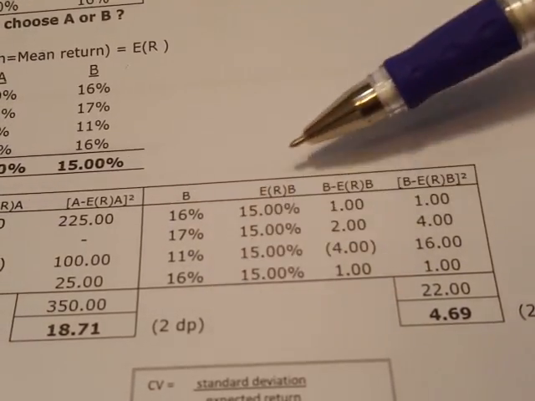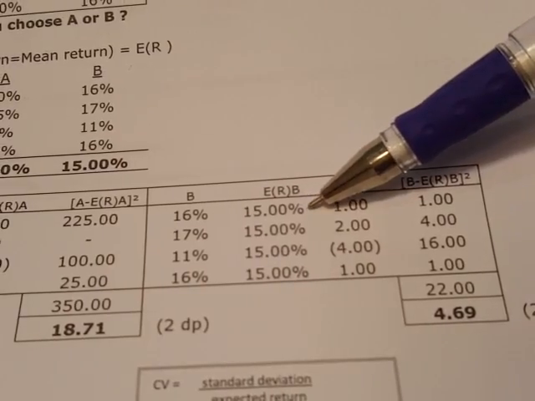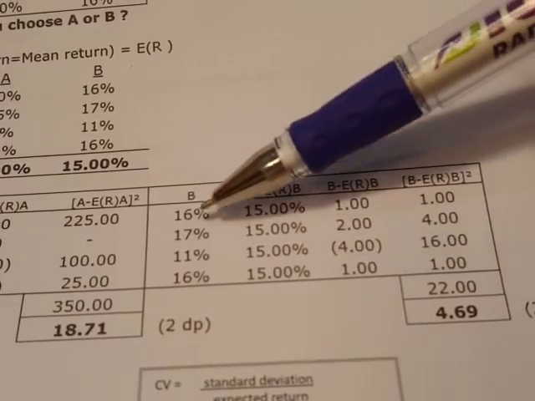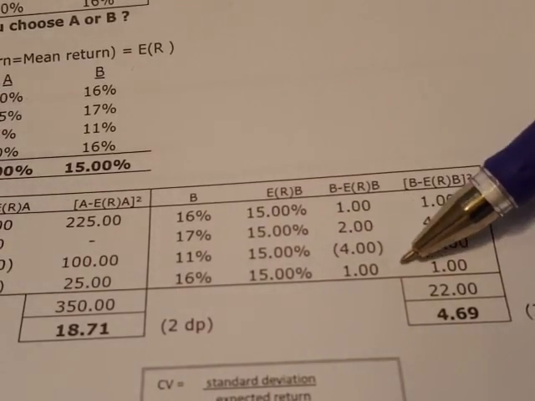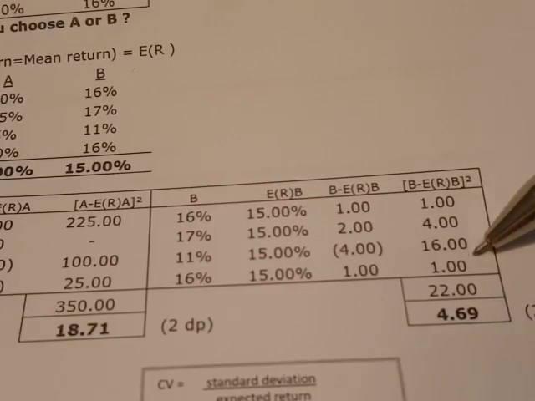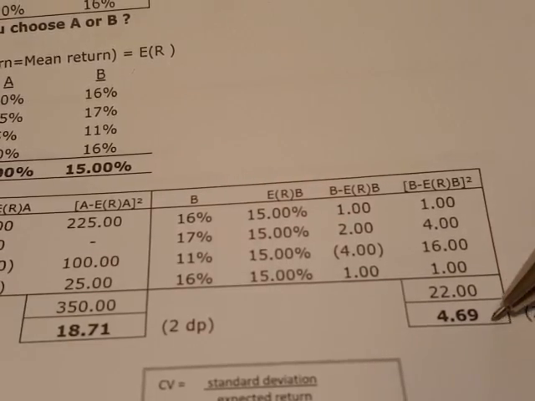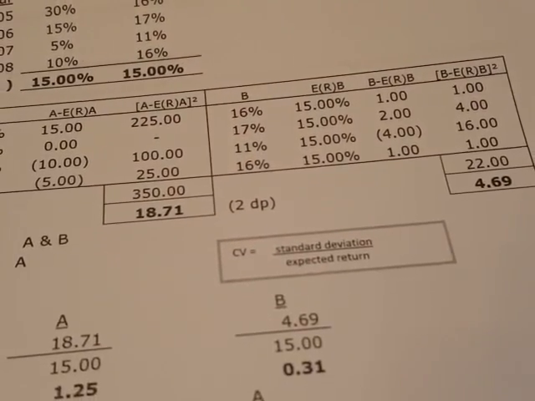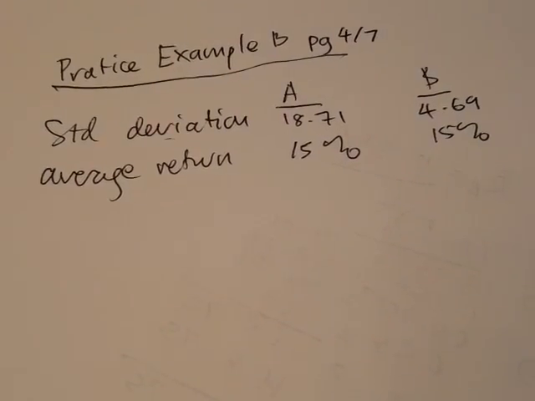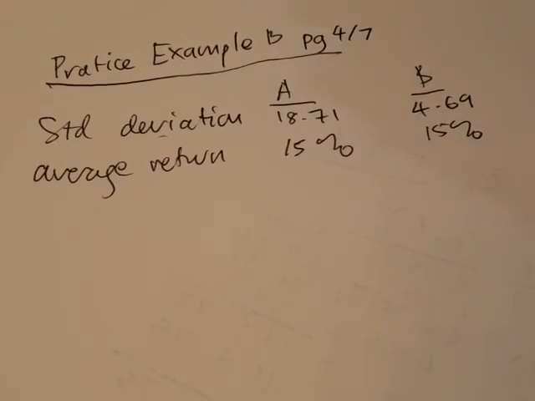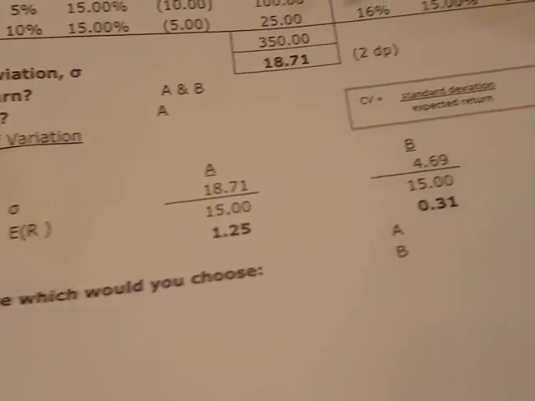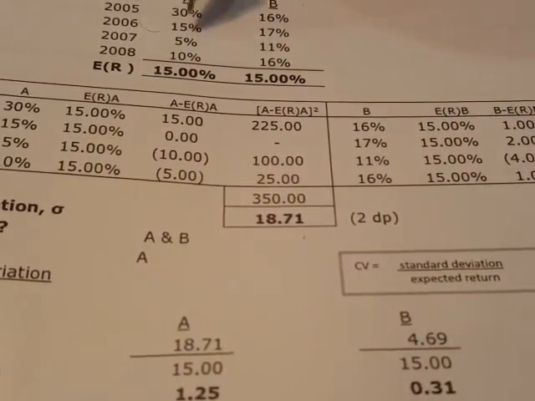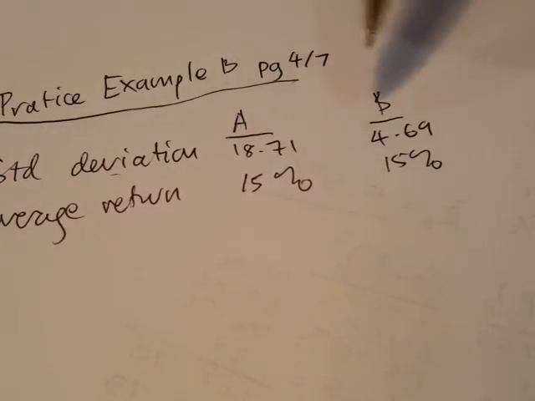This is the return, and this is the average return. Take this minus this, you get this figure. Power of 2, this is variance, this is standard deviation. Now let's do a comparison. I just put down the summary here, once you have calculated the standard deviation and the average return.